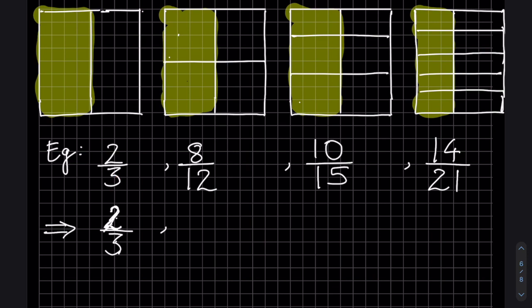2 over 3, 8 over 12, 10 over 15, 14 over 21. So here 2 over 3 is the first fraction. Now this cannot be reduced further. It means we do not have any other number in whose table both of these will go. So we keep 2 over 3 as it is.